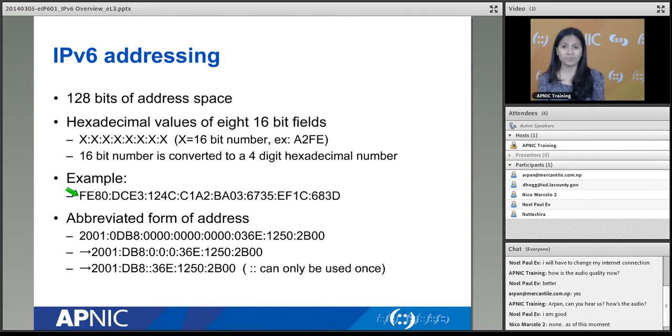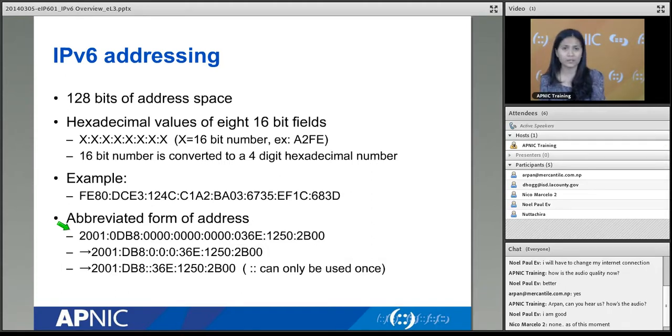And how do we do that? One, if you have any leading zeros, you can remove them. So in this case, in this second field here, you have 0DBA. You can remove the 0 and just write it down as DBA. Okay, that's pretty straightforward. If you have a 036E here in this sixth field, you can just write it down as 36E. However, 1250 and 2B00 here should not and cannot be abbreviated. You cannot remove the zeros because they are trailing. It's not a leading zero, right?